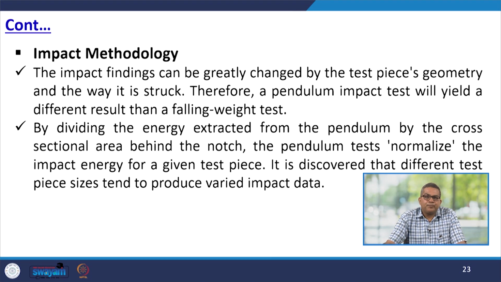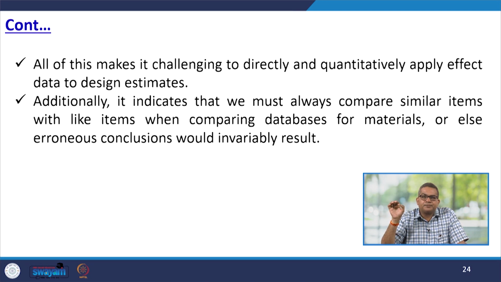As for the impact methodology, the impact findings can be greatly changed by the test piece geometry and the way it is clamped. Therefore, a pendulum impact test will yield a different result than a falling weight test. By dividing the energy extracted from the pendulum by the cross-sectional area behind the notch, the pendulum tests normalize the impact energy for a given test piece. It is discovered that different test piece sizes tend to produce varied impact data.